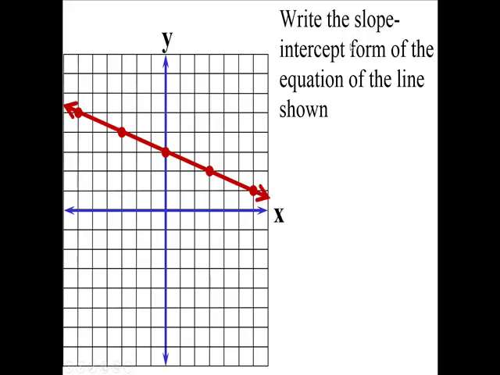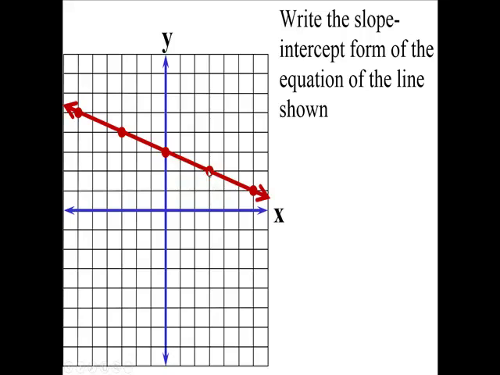Write the slope-intercept form of the equation of the line shown. Well, what's the slope of this line? How much does it rise from this point to this point? Well, it goes up 1, right? It goes up 1. And how far over from this point to this point?